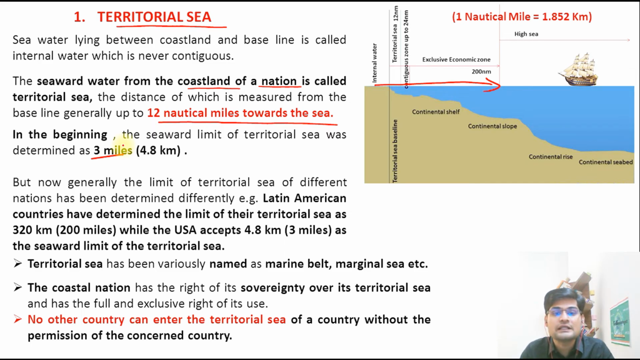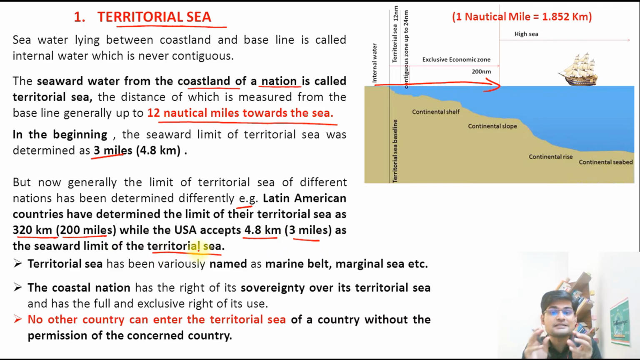Now, the limit of the territorial sea is determined differently by different nations. For example, if you observe, Latin American countries have determined their limit of territorial sea as 320 kilometers, that is 200 miles, while the USA accepts 4.8 kilometers, that is 3 miles, as the seaward limit of the territorial sea.